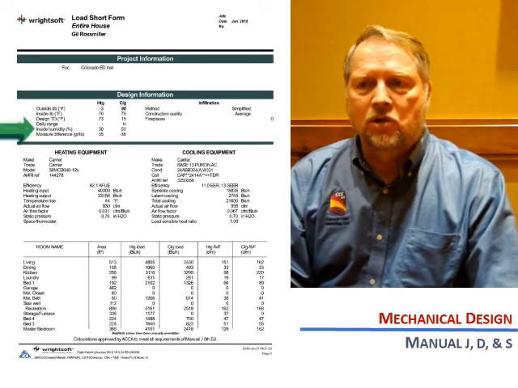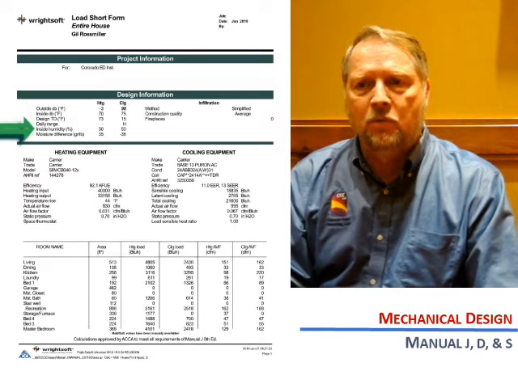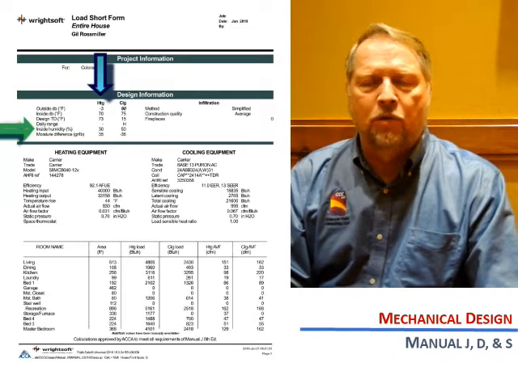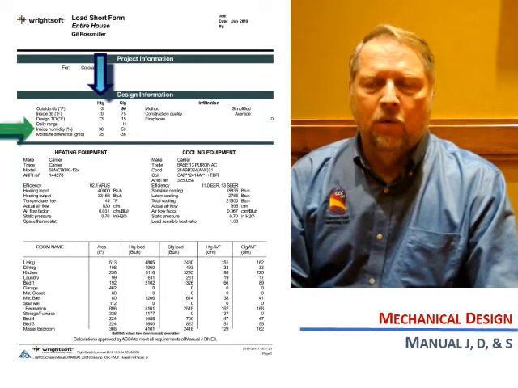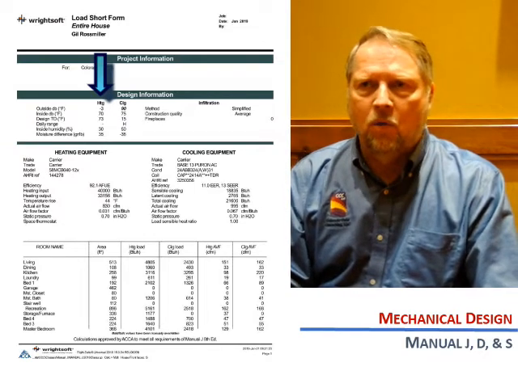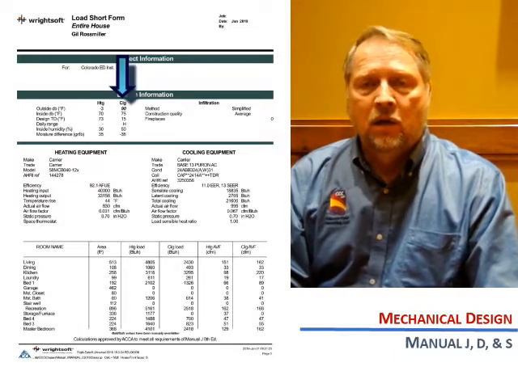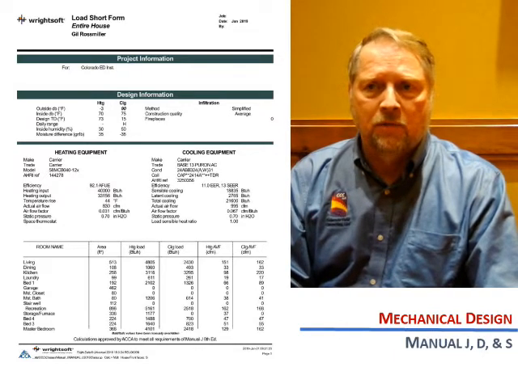Next, let's look at the design percentage for outdoor humidity. For heating or winter, we shouldn't do more than 30%. We don't want to have humidity or condensation in areas that we don't want. And for cooling, we should be right around 50%.